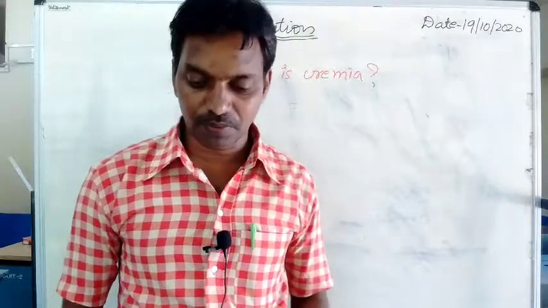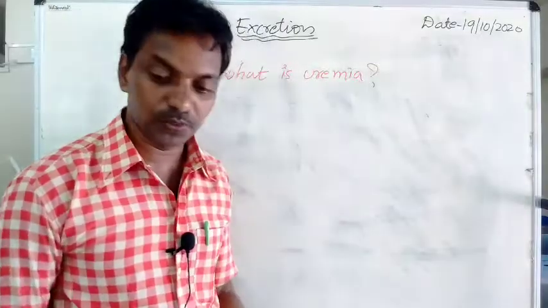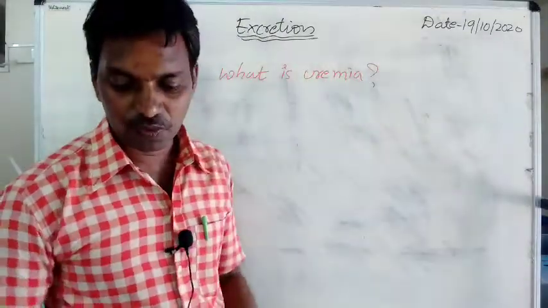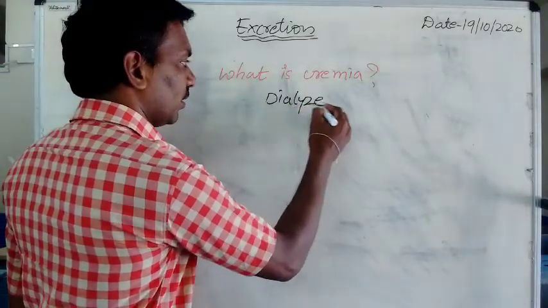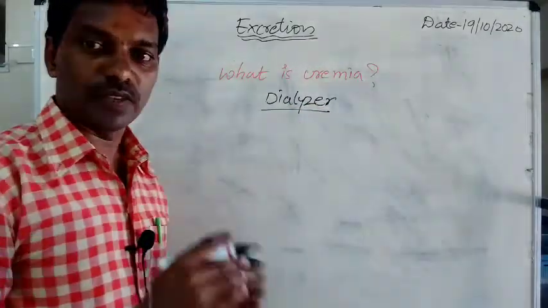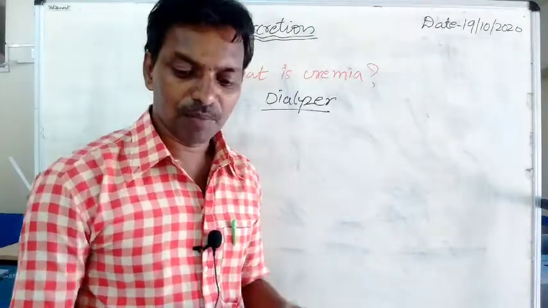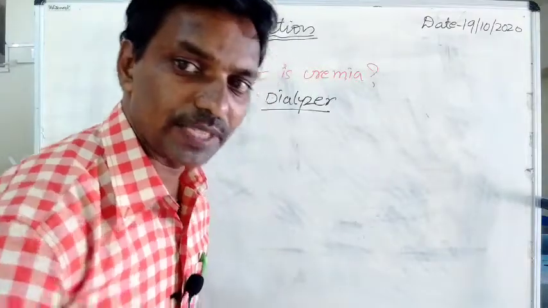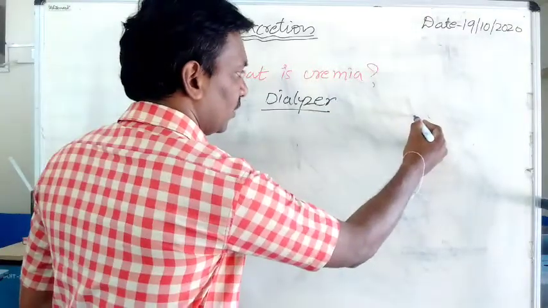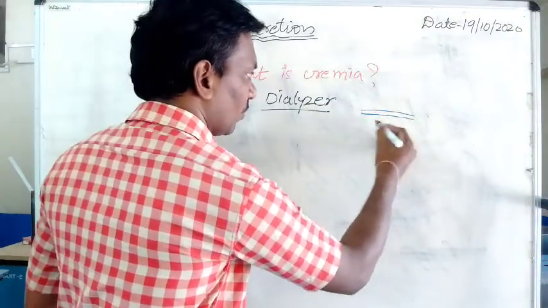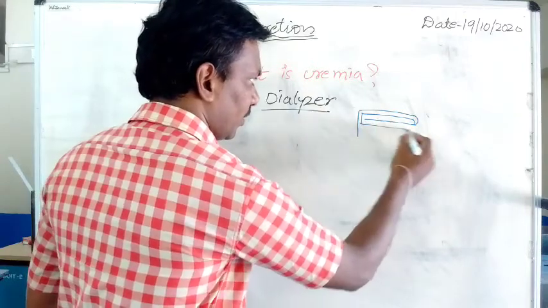So what is the process involved in dialysis? The machine we use, the dialyzer, that word we want to discuss. The dialyzer is the machine we use to remove the waste materials from our blood. By using the dialyzer, we can remove the waste materials from our blood. There is a picture given here. These are the channels. You can see that. Like this, some channels are there.